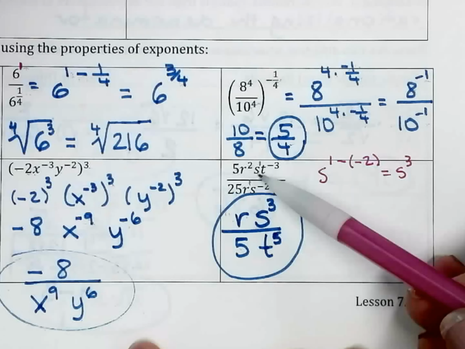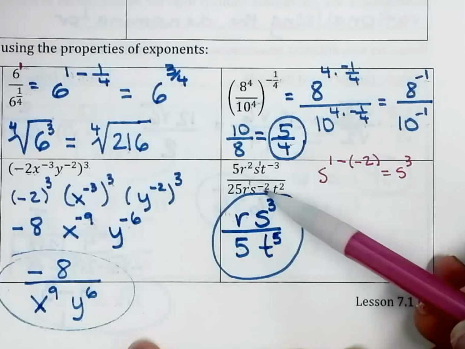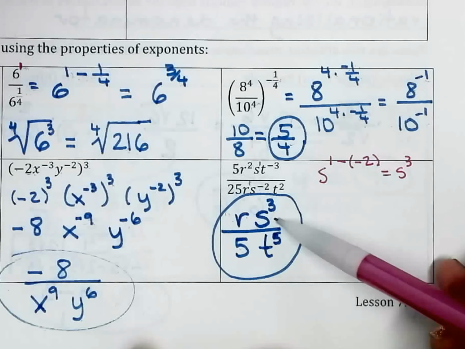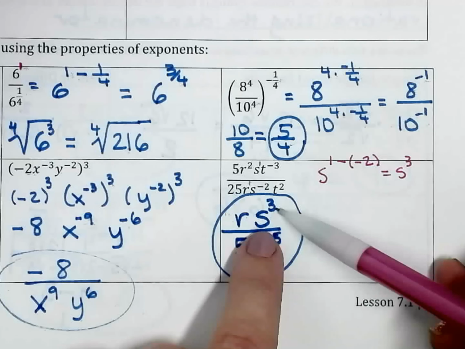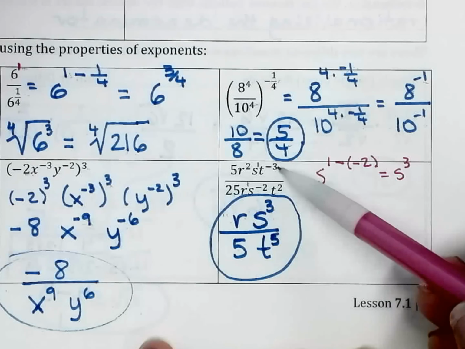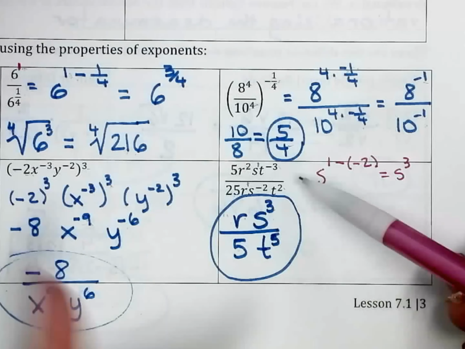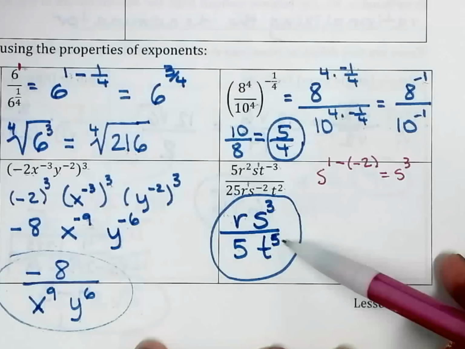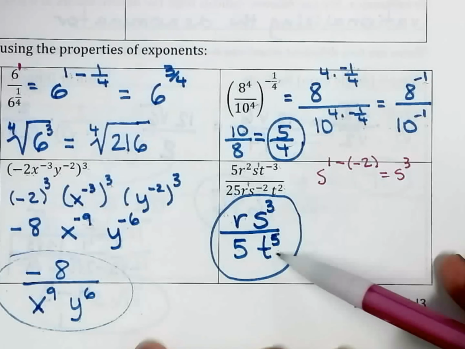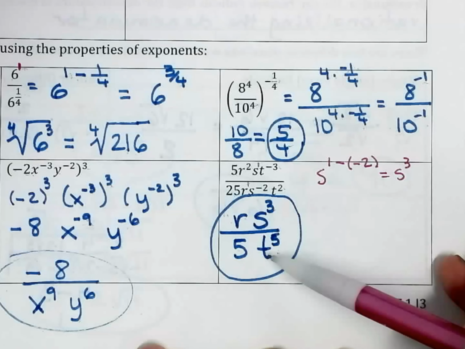This one, I have a 1 in the exponent minus -2. So 2 negatives make a positive. So 1 plus 2 is 3. That's where I got that 3 from. And then lastly, I have -3 minus 2. That's -5. So negative means reciprocal. That's why this one ended up being in the denominator.